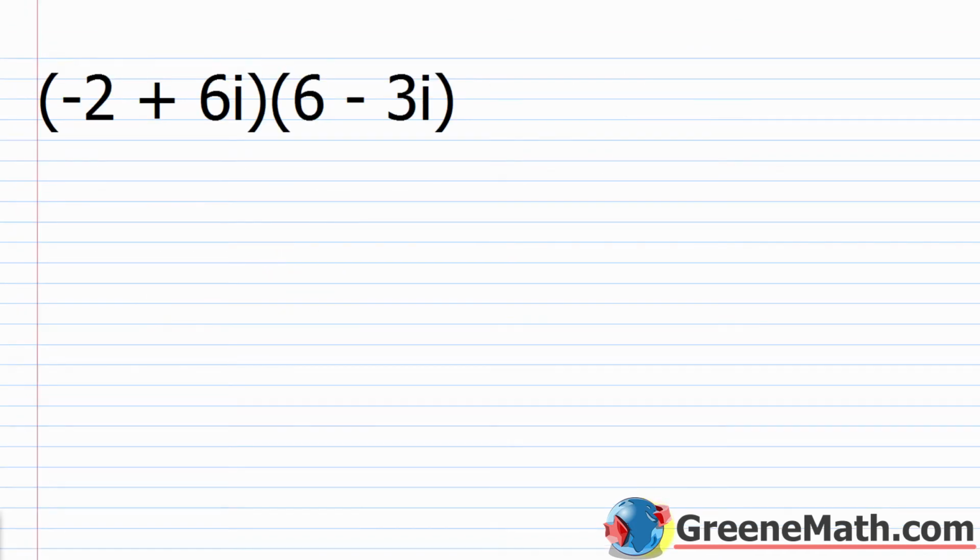All right, now we have something that looks like the product of two binomials. So for something like this, we can use FOIL. We have negative 2 plus 6i, that quantity, multiplied by the quantity 6 minus 3i. So if I look at the first terms, negative 2 times 6 would be negative 12. If we look at the outer terms, negative 2 times negative 3i would be positive 6i. If we look at the inner terms, 6i times 6 would be positive 36i. And then the last terms, 6i times negative 3i would be minus 18i squared.